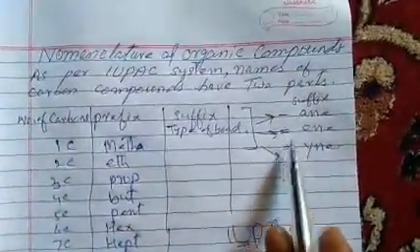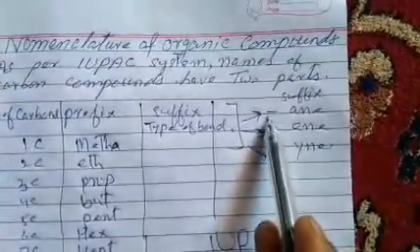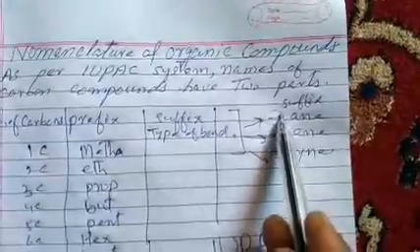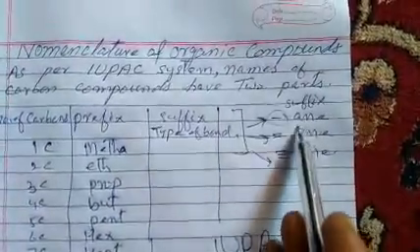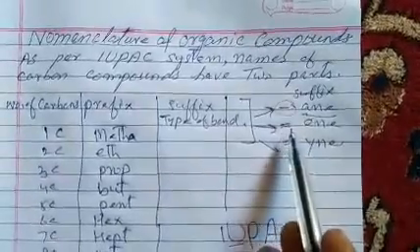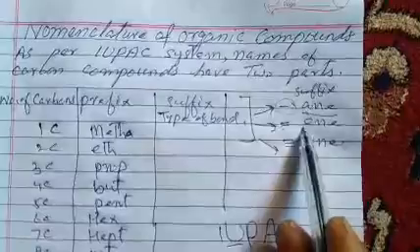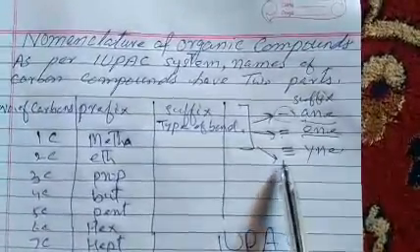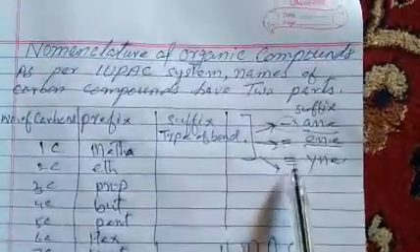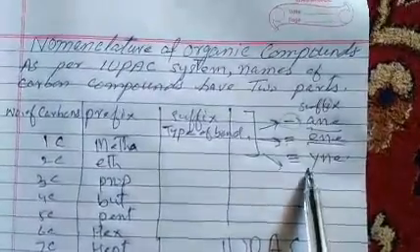Suffix determines the nature of the compound. If the compound contains only single bonds between carbon atoms, we use the suffix ane. For those compounds which contain at least one double bond, we use the suffix ene, and for the compound containing at least one triple bond, we use the suffix yne.